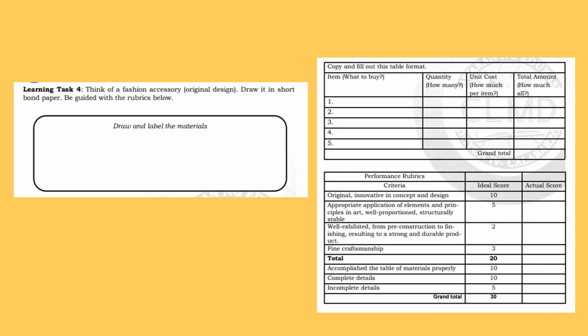table format. First, item, what to buy. Second, quantity, how many. Third, unit cost, how much per item. Fourth, total amount, or how much all. And its grand total. The performance rubrics in this activity are the following.